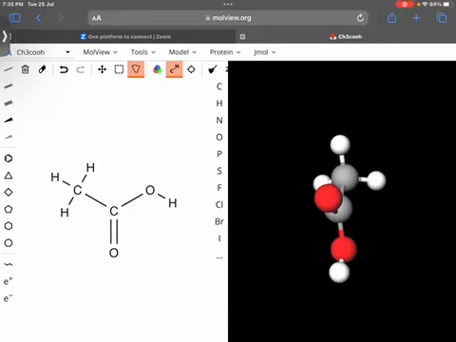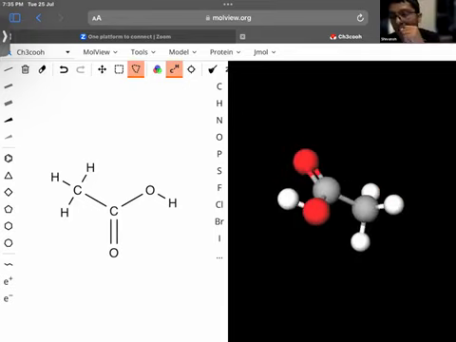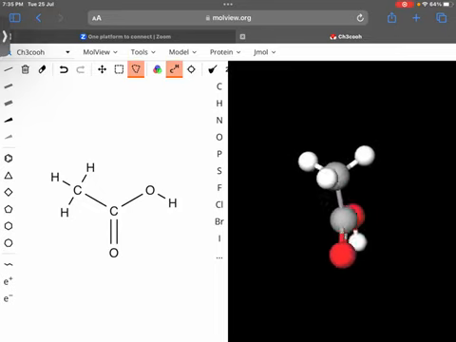So CH3 is non-planar. CH3 is not planar, but the C double bond O and the OH, both these groups are in the same plane. Yeah. Okay, that's what I want you to observe. Okay, just observe.